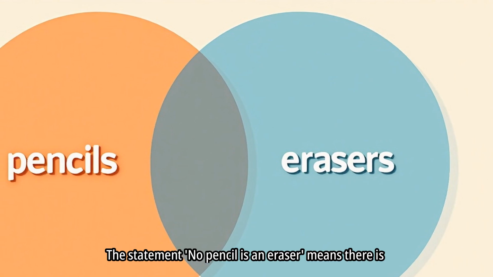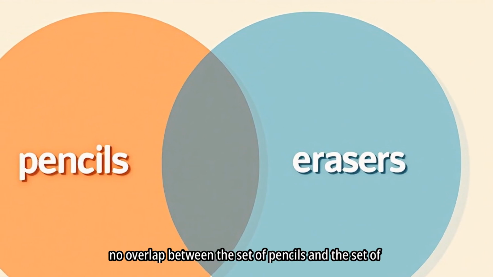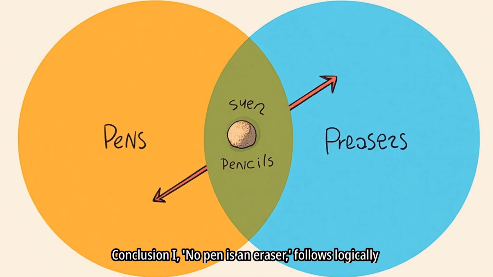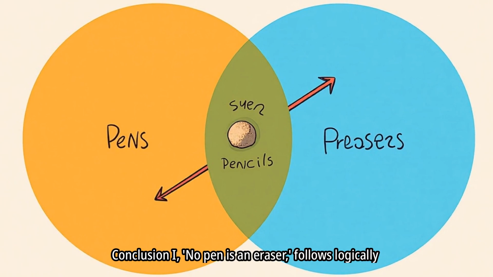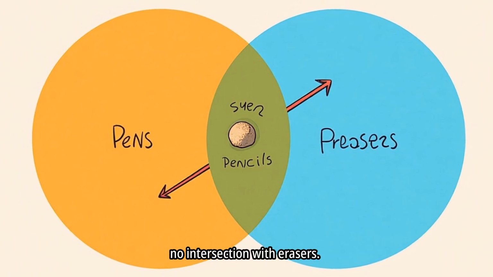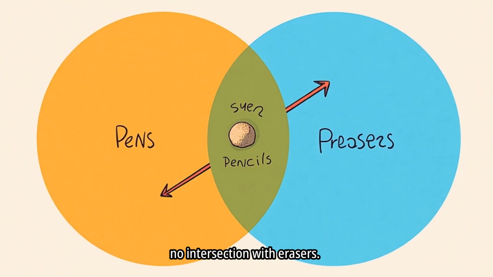The statement, "No pencil is an eraser," means there is no overlap between the set of pencils and the set of erasers. Conclusion 1, "No pen is an eraser," follows logically because pens are a subset of pencils, and pencils have no intersection with erasers.